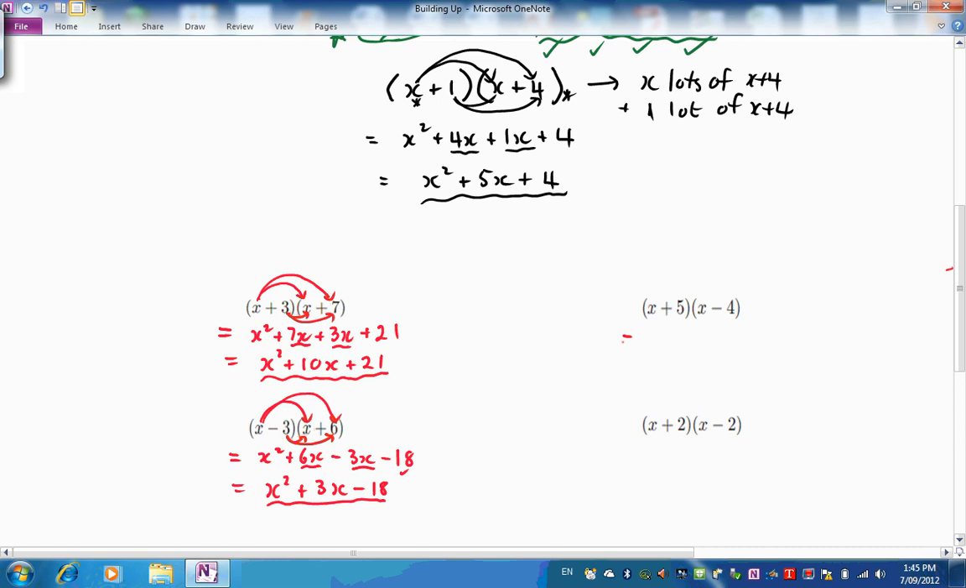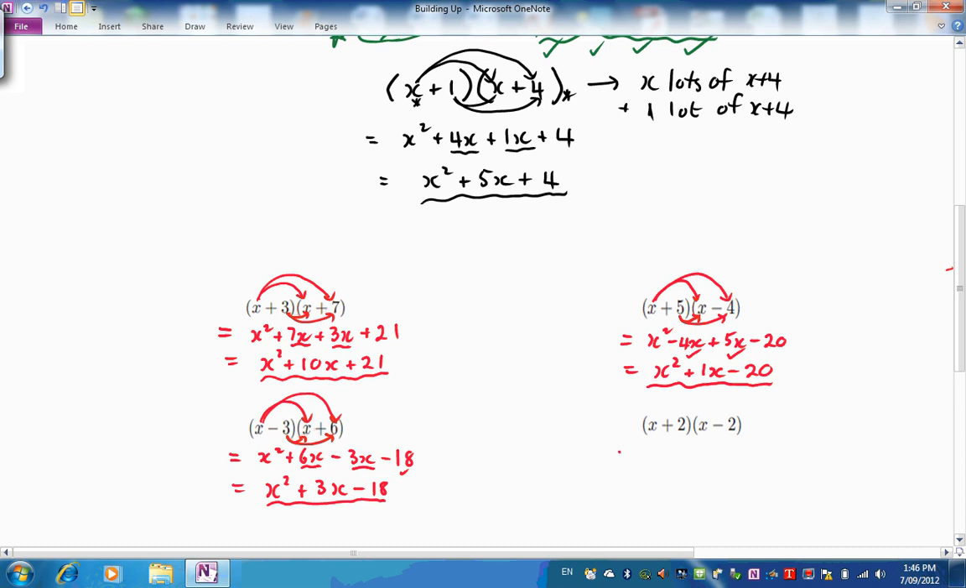Let's come over to this one over on the right here. X plus 5 times x take 4. It's x by x is x squared, and then x by neg 4, neg 4x, then 5 by x is plus 5x, and then 5 by neg 4 is neg 20. Collecting up the terms that are like each other, there's only one x squared term, and then there's neg 4x plus 5x, which would be plus 1x. Take 20. You could leave the 1 out, remember. I'll leave it in there for the moment.